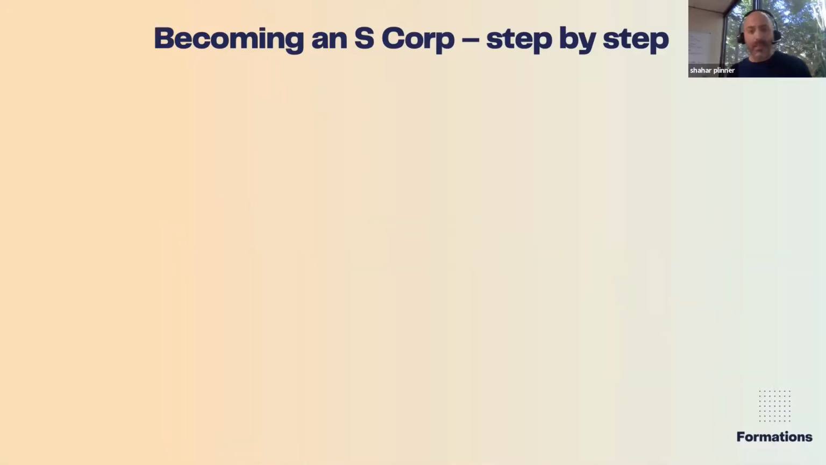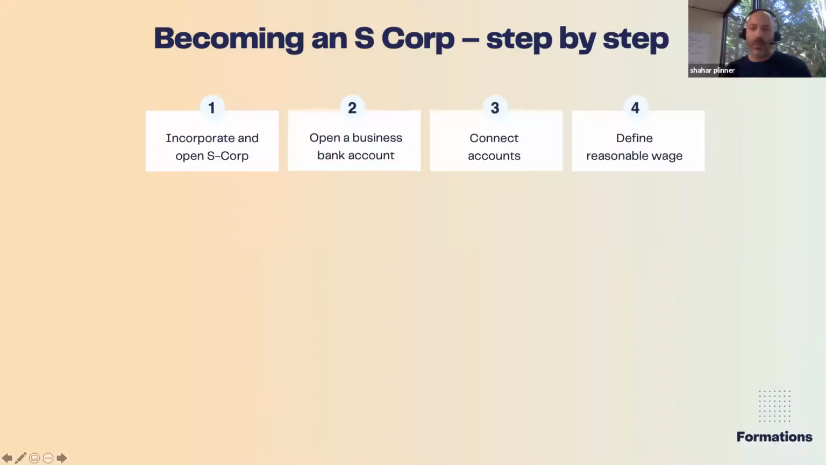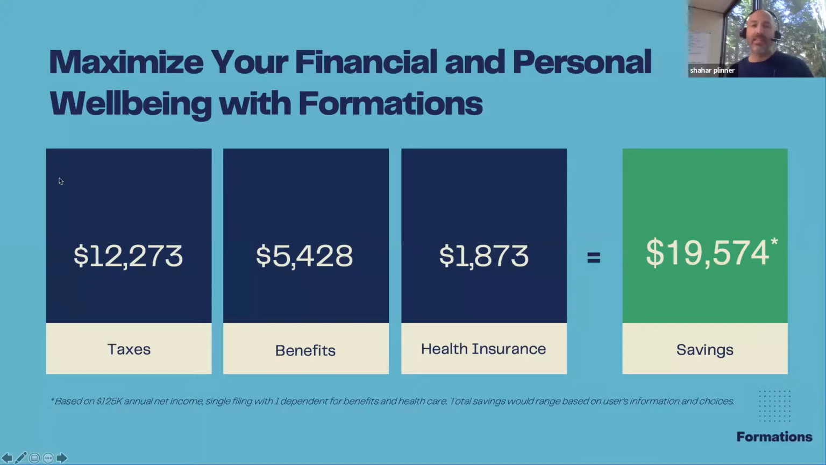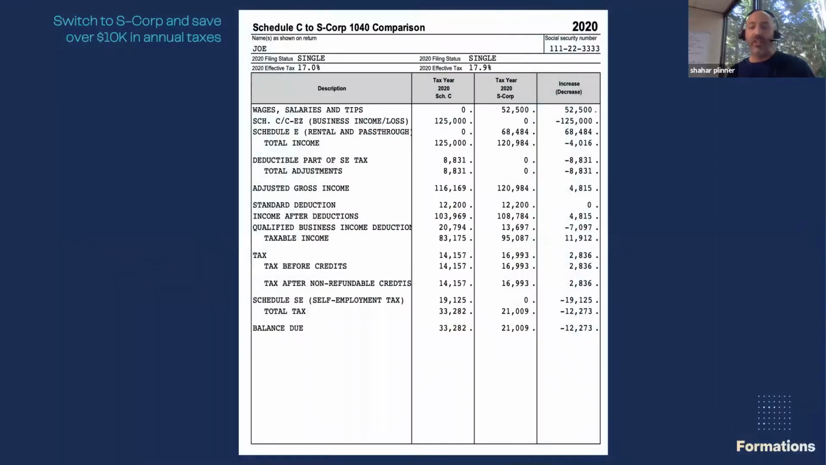We estimate that the move from a sole prop, single member LLC into the S Corporation structure can save about $10,000 to $12,000 every year in tax savings. And this is just an example based on a self-employed person making $125,000 every year. It's real.